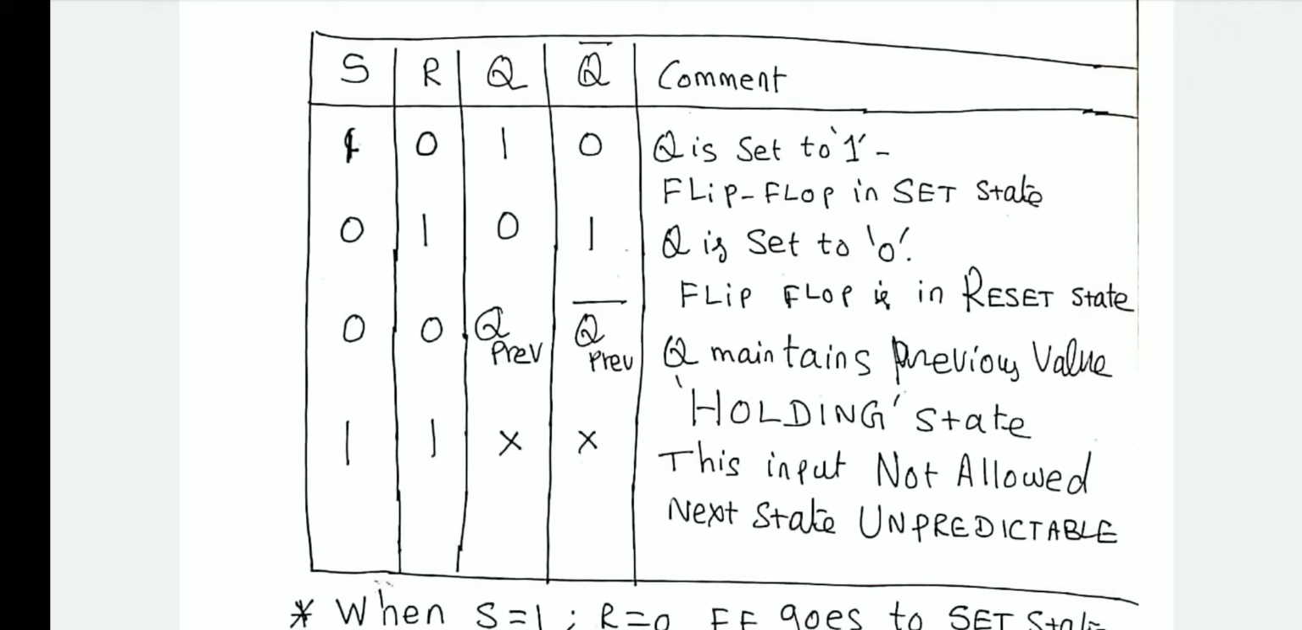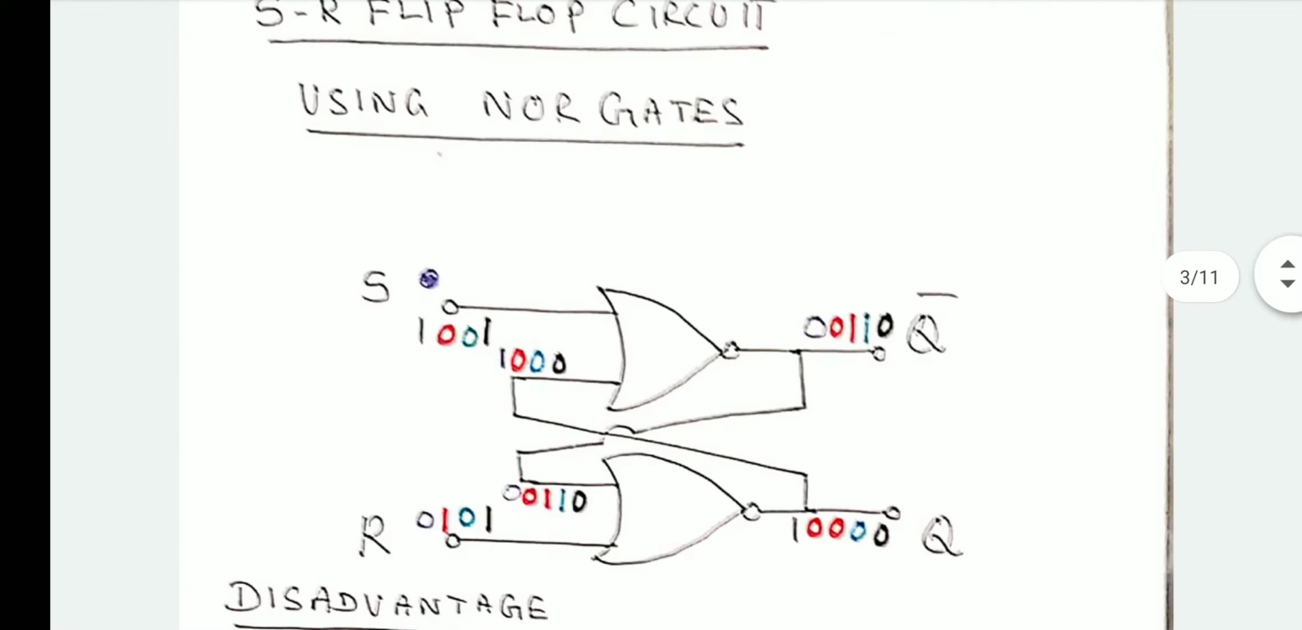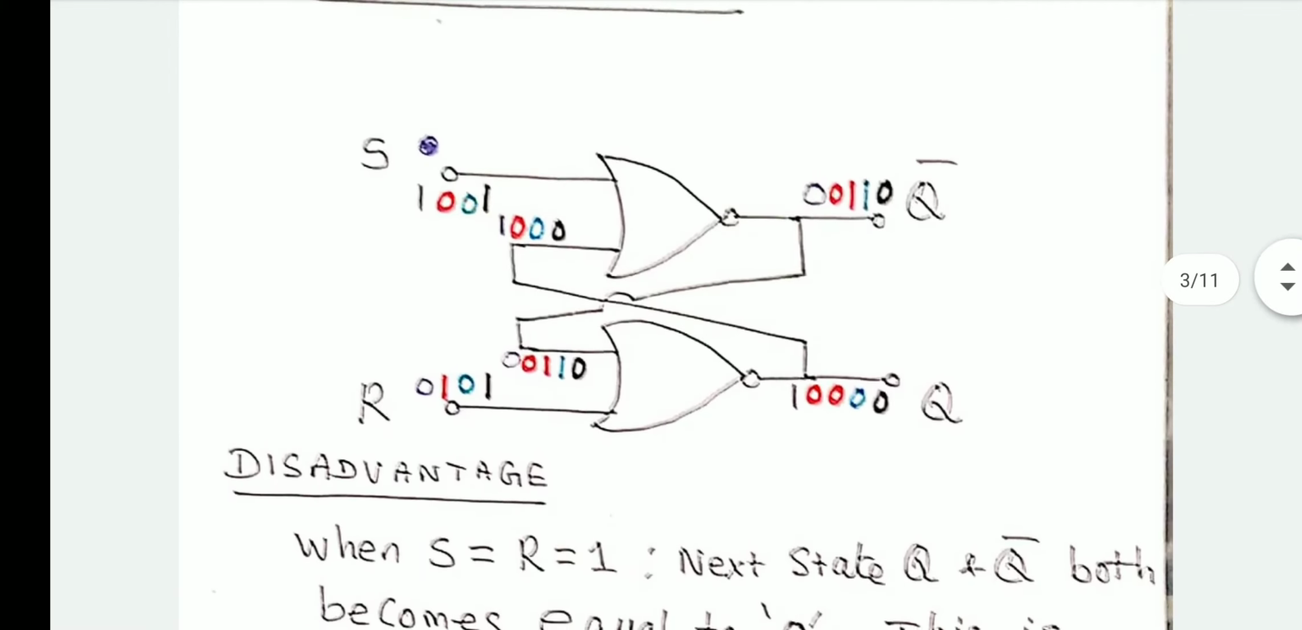So there is a problem in the SR flip-flop that when both S and R becoming 1 is an invalid condition. How can we solve this problem? Now this is the circuit realized using two NOR gates connected back to back to realize the SR latch, SR circuit. Okay, SR characteristics table, SR latch.